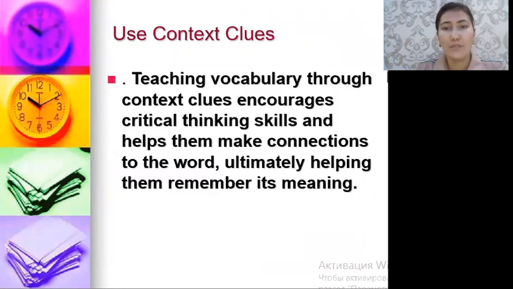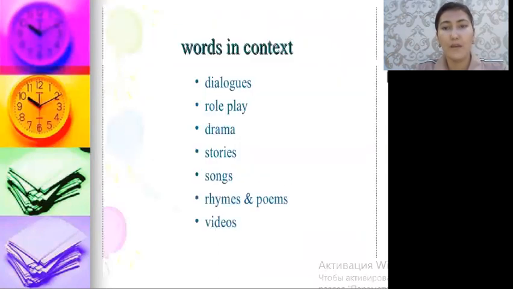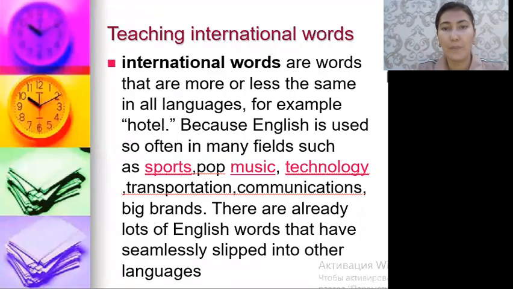Using context clues. Teaching vocabulary through context clues encourages critical thinking skills and helps them make connections to the word, ultimately helping them remember its meaning. So what kind of context can you use? You can use dialogues, role play, drama, stories, songs, rhymes, poems, and videos. And here you can teach them vocabulary.